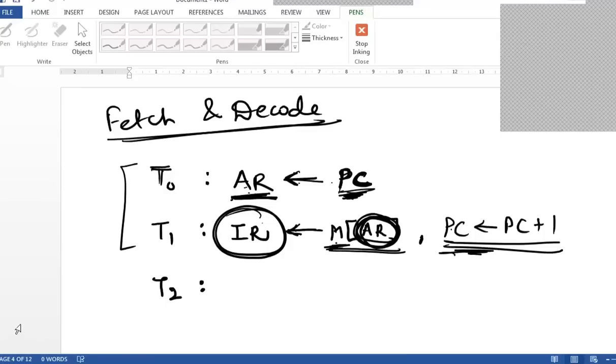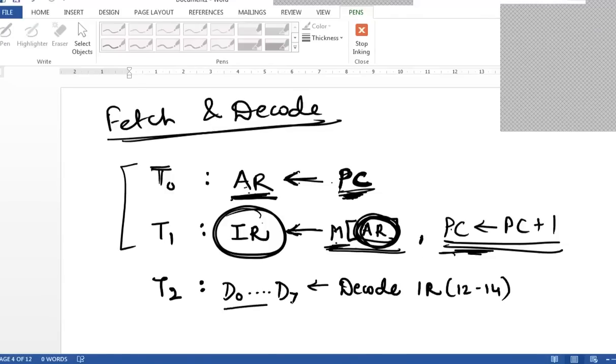Instruction IR में आ गई. Now what you need to do is you need to decode this instruction. Decoding कैसे होगा? तो D0 to D7 is decode आप जो करोगे, that 3x8 decoder जो था, what would it do? It would decode the 12th to 14th bit and store it to D0 to D7. Along with it AR के अंदर क्या स्टोर होगा?